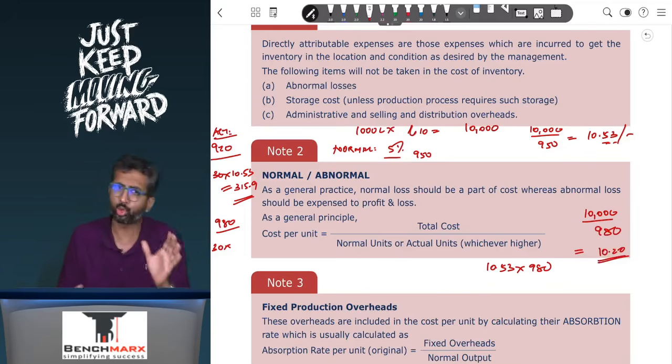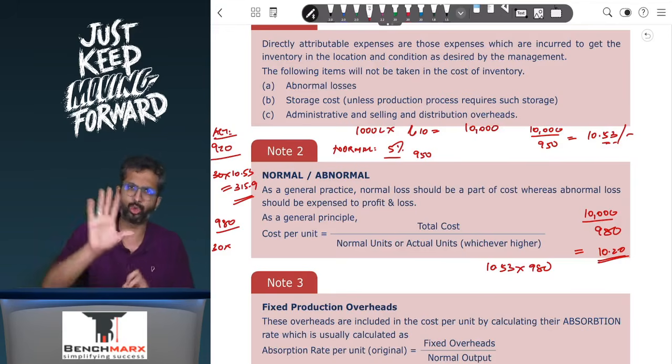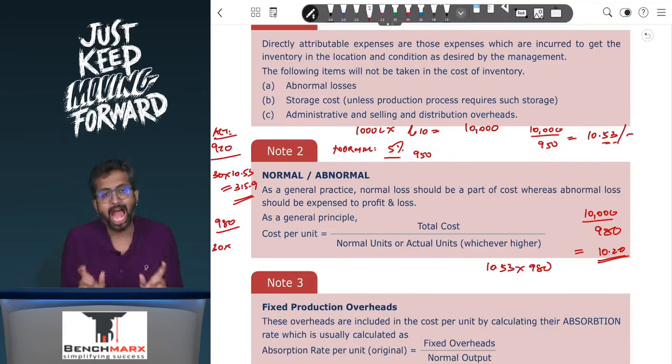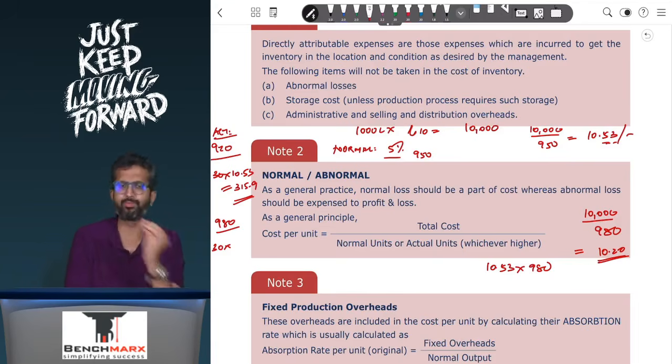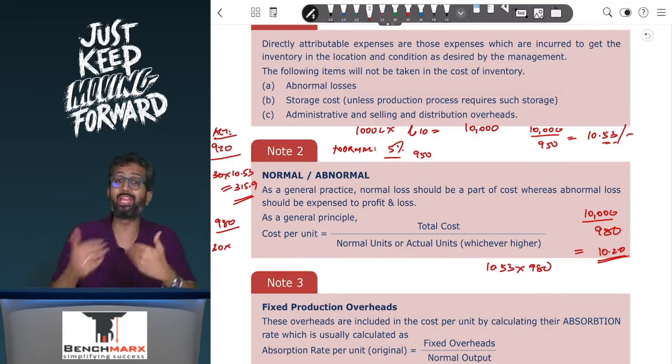Just remember a general rule: while calculating the cost per unit, you will take the normal units or the actual units, whichever is higher. If there is an abnormal loss, then you will get 920 instead of 950, so you will take normal units, that is 950, and thereby abnormal loss will go to the P&L. But if there is an abnormal gain, that is 980 instead of 950, then you will take 980. Cost per unit will be adjusted to 10.2. There will be no gain recorded today.